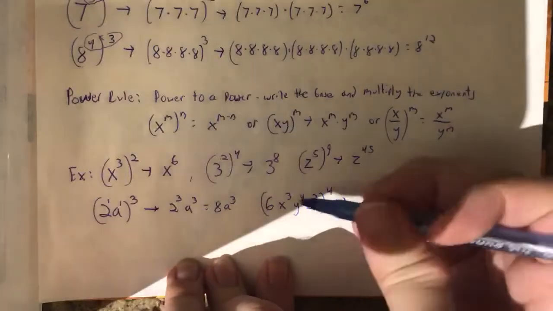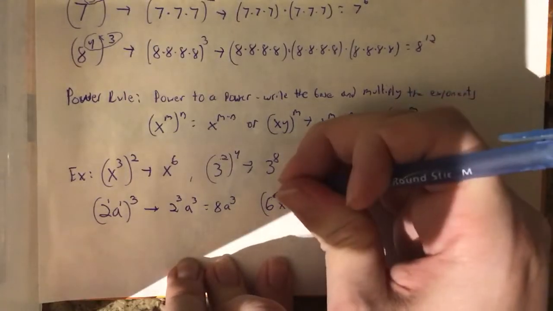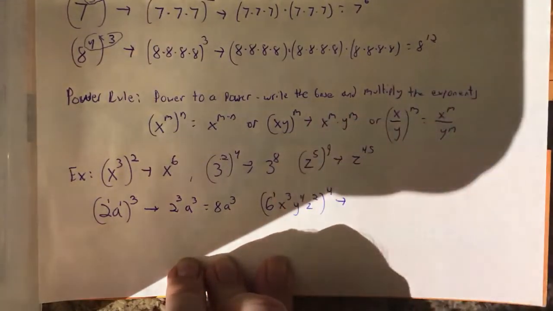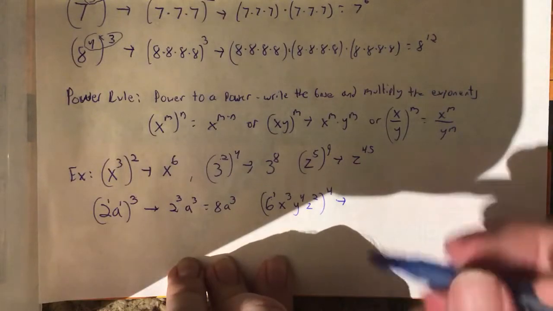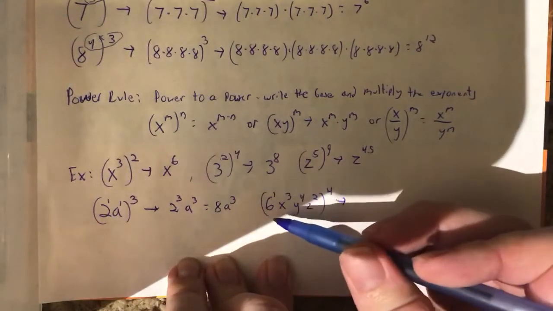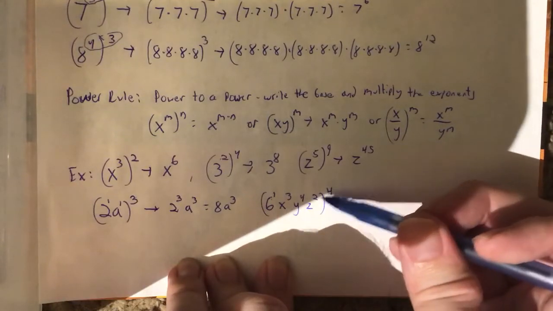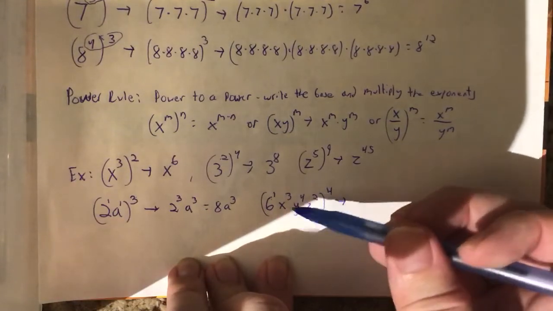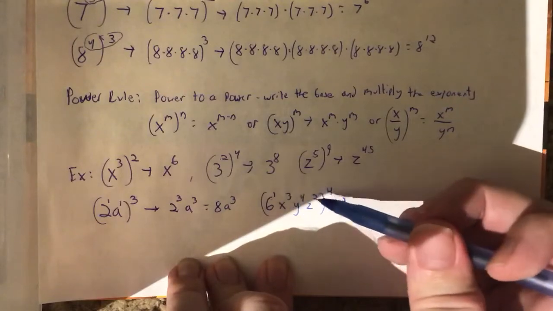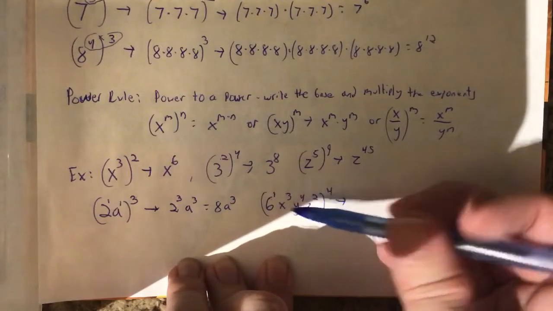Okay, so each of my pieces has an exponent except for the 6. So if you want, you can put a 1 there to help you. And then I just take each of the bases. There's 4 bases in this case, 6, x, y, and z. And then I just raise each piece to the 4th power. And that means just multiplying your exponents together, keeping the base.